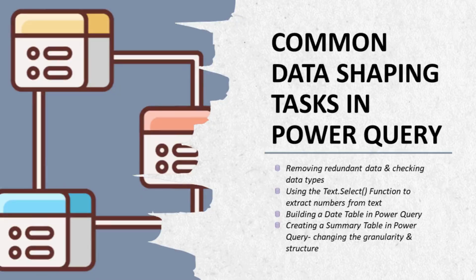So the first thing we'll do, take it from basics: removing redundant data, checking data types, and why that's important. Then we'll use some functions to extract numbers from text, then build a date table in Power Query, and then create a summary table, again in Power Query, changing the granularity and structure, taking in some of the lessons from before, and actually looking at how we might do this in Power Query.